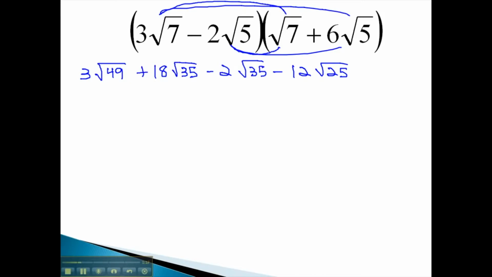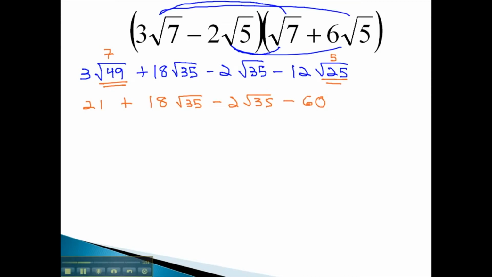We now can look at simplifying this expression. You may notice we can take the square root of 49, which is 7, and the square root of 25, which is 5. We could have also done this by finding the prime factorizations of 7 squared and 5 squared and dividing those exponents by 2 to pull out one 7 and one 5. We now have 21 with no square root left, plus 18 root 35, which can't simplify, minus 2 root 35, minus 60 with no root left.